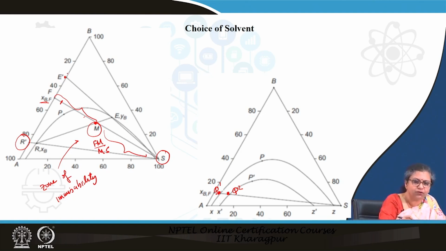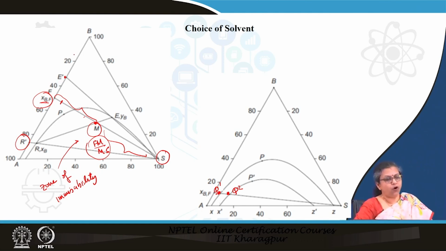We take different solvents and try to plot these ternary plots, with the feed composition fixed. We take the same proportion of the solvent, denoted by point M, that is the same proportion FM by MS, and then we draw the ternary plots. We find the difference between E prime and R prime, and the solvent which gives us the greater difference between the two, we naturally opt for that particular solvent.